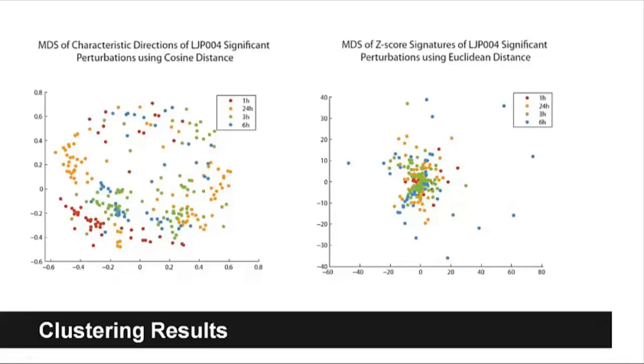So the distance is a mirrored Euclidean distance. So you can say that in terms of clustering analysis, the characteristic direction method is pretty much better.